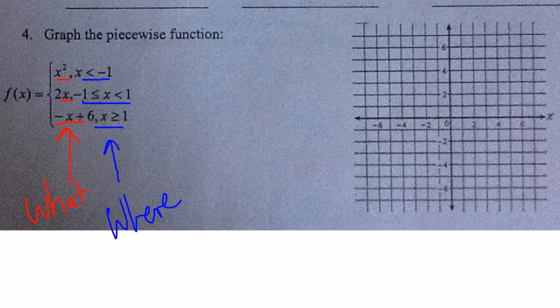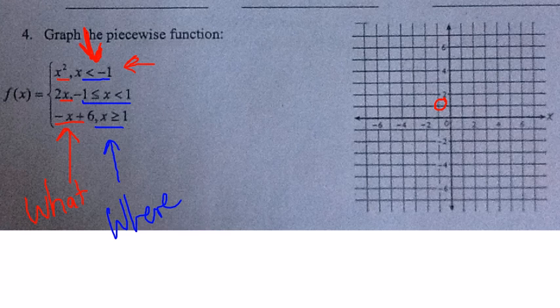The first one tells me to do y equals x squared, but only when x is less than negative 1. So I know that y equals x squared passes through the point negative 1, comma 1. So I'm going to put an open circle at negative 1, 1, and I do that because it says less than. It doesn't include that negative 1. If it said less than or equal to negative 1, then I would do a closed circle.